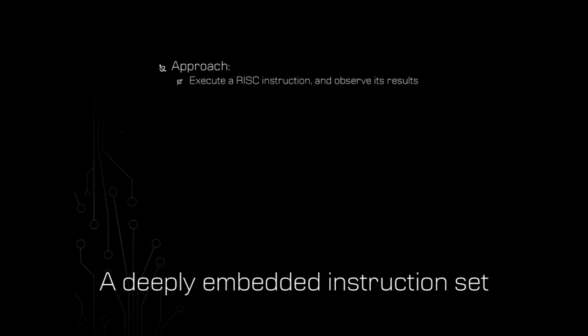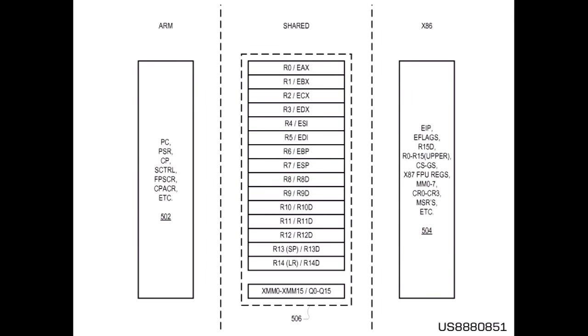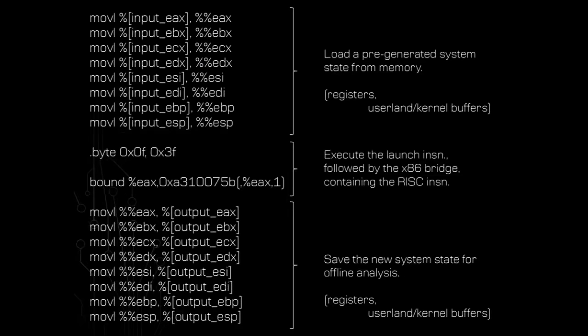So one idea would be we could execute a RISC instruction and basically try to observe its results. Like I said, the challenge with that, though, is we don't know what the RISC ISA looks like, so there's not necessarily an easy way to observe the results of an instruction. But as I started reading more into the patent literature, I saw that there were hints that this RISC core and the x86 core had a partially shared register file, which means we should be able to observe the results of at least some of these RISC instructions from the x86 core. So this is a diagram from the patent literature where they're sort of showing an ARM core and how some of the registers are shared with the x86 core on the processor.